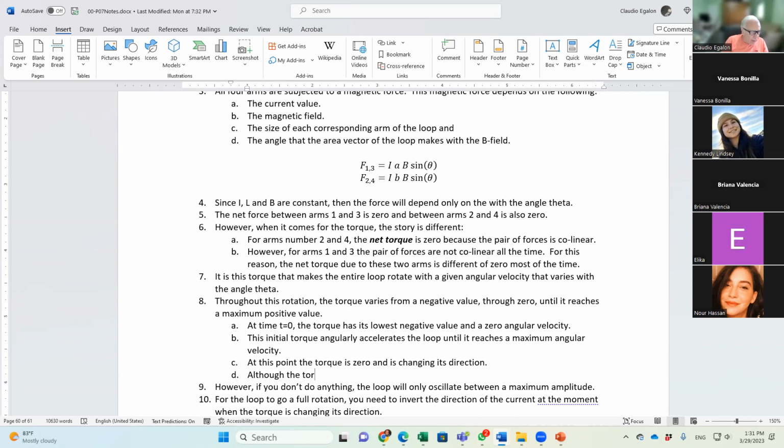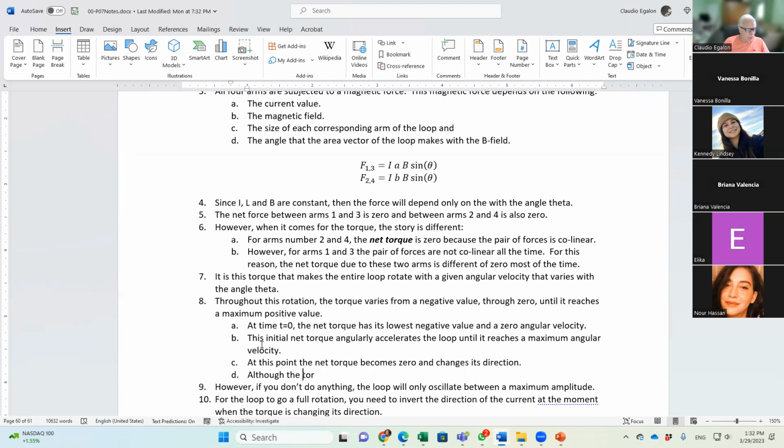Although the torque, don't forget, it's net torque. At time t equal to 0, the net torque has its lowest negative value, and an angular velocity equal to 0. This initial net torque angularly accelerates the loop until it reaches a maximum angular velocity. At this point, the net torque becomes 0. It goes from a negative value to 0 and from 0 to a positive value, and changes its direction.